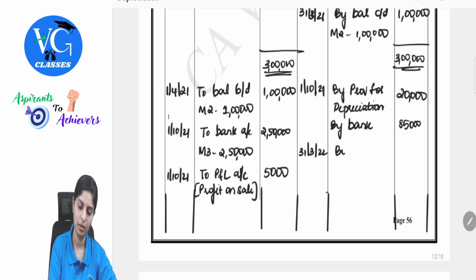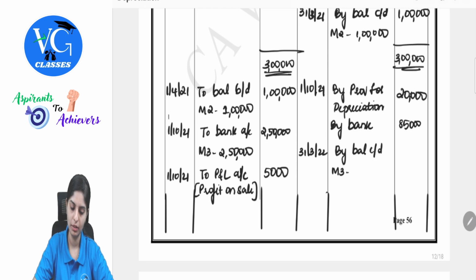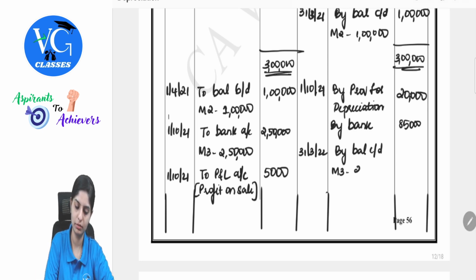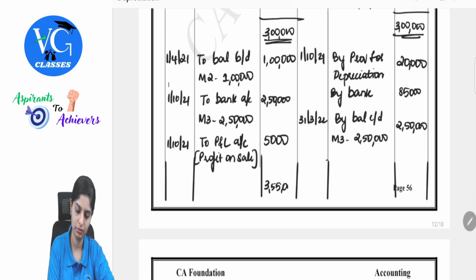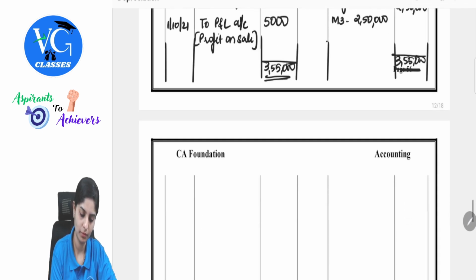March 31, 22 by balance carried down. So machinery 3 will be left out. 1 lakh, 3,55,000. 1st March 22 to balance brought down, machinery 3, 2,50,000.